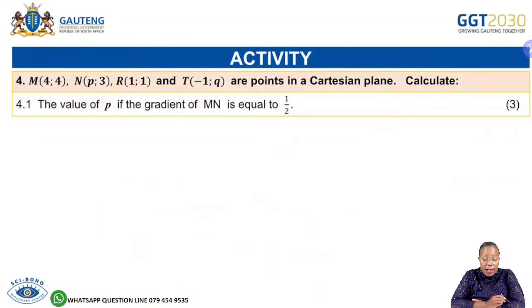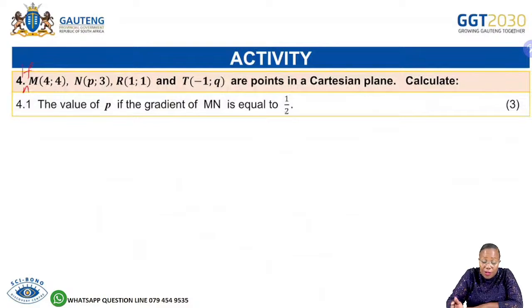And then in this one now, no diagram, all the given information is in our statement. So it says M with coordinate (4; 4), N with coordinate (p; 3), and T (-1; q). And then our points are in a Cartesian plane. Calculate the value of p if the gradient of MN is equal to half.